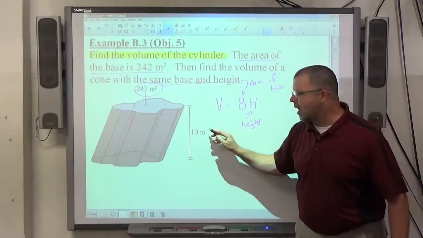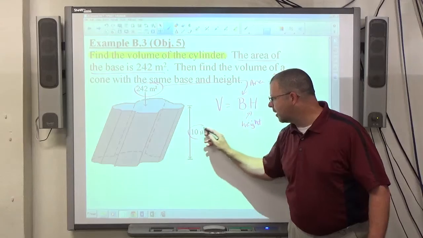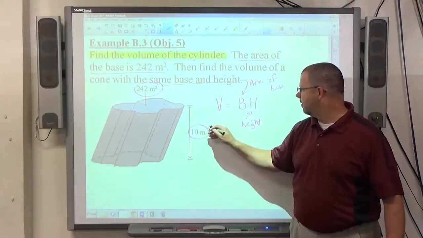I also don't have to figure out the height. I never have to figure out the height. That's always by inspection. It's on your picture somewhere. The perpendicular height, even though it's slanted, the one we care about is the straight up and down height. That's the height.